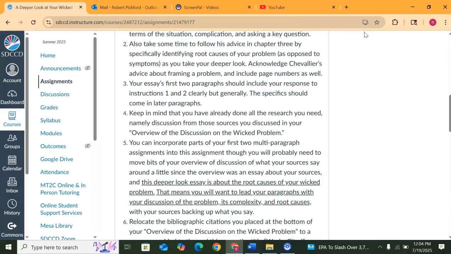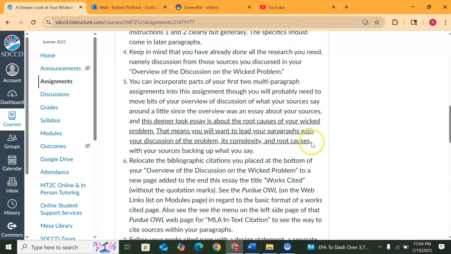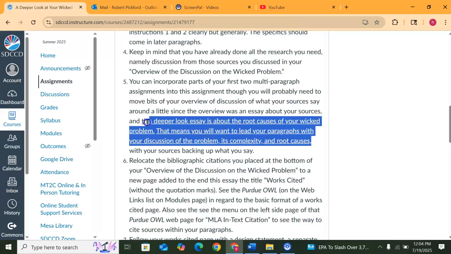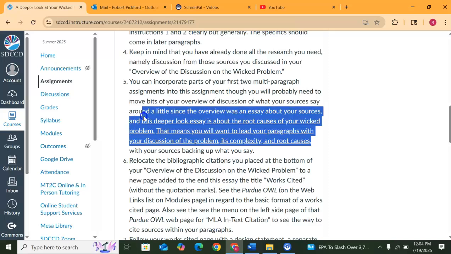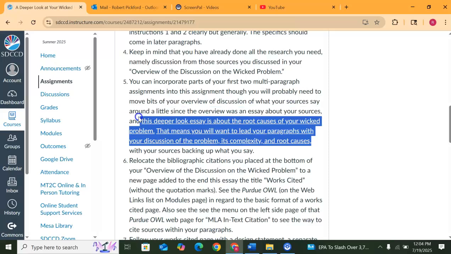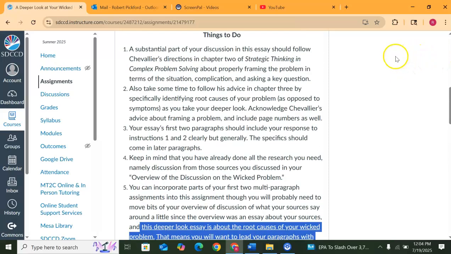The overview, I'm going to just move down a little bit here. I'll go back to keep things in order. The deeper look essay is about the causes of your wicked problem. So it's different because the overview is an essay about your sources. Yes? Okay, so that's our jumping off point, really.